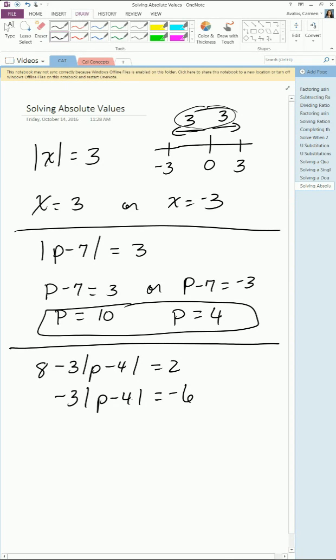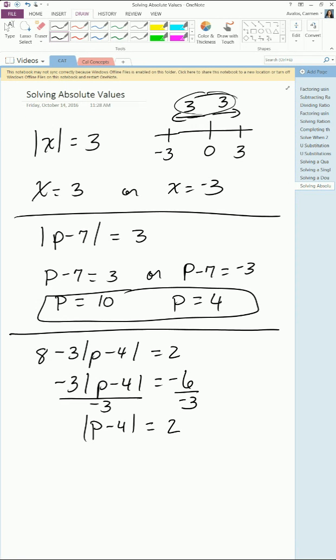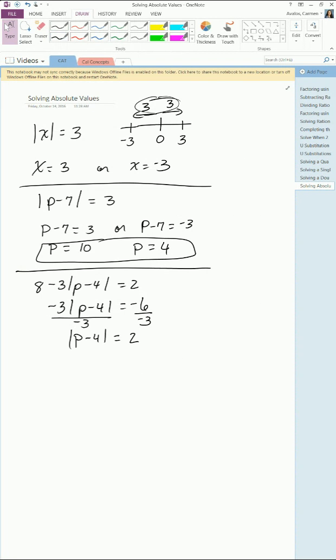Even though this is negative 6, it's still not the absolute value by itself. So you have to solve it first. And so you divide this side by negative 3, divide that side by negative 3. And so we end up with the absolute value of p minus 4 is equal to a positive 2. So now the absolute value does equal a positive 2. If it had equaled something negative, then it would be a different answer, which I'll talk to you about in a minute.